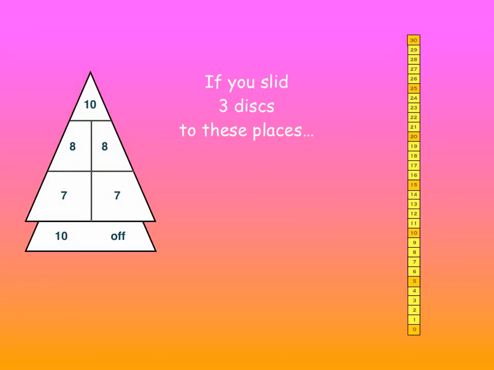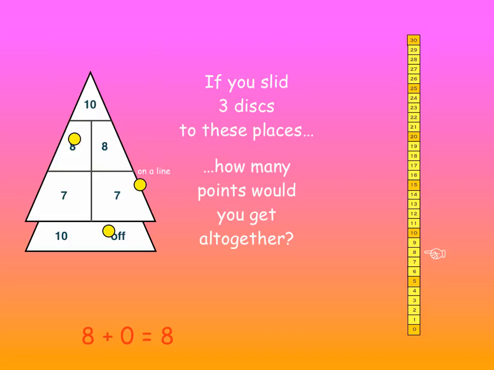Here's another one for 3 discs. That one's on a line. 8 plus 0. So far, we've got 8 points. And then one more disc is 10 off. So how many points would you get altogether? Well, we have to start at 8 and then go down 10 jumps because we're subtracting. So we start at 8 and we go down 1, 2, 3, 4, 5, 6, 7, 8, 9, 10.